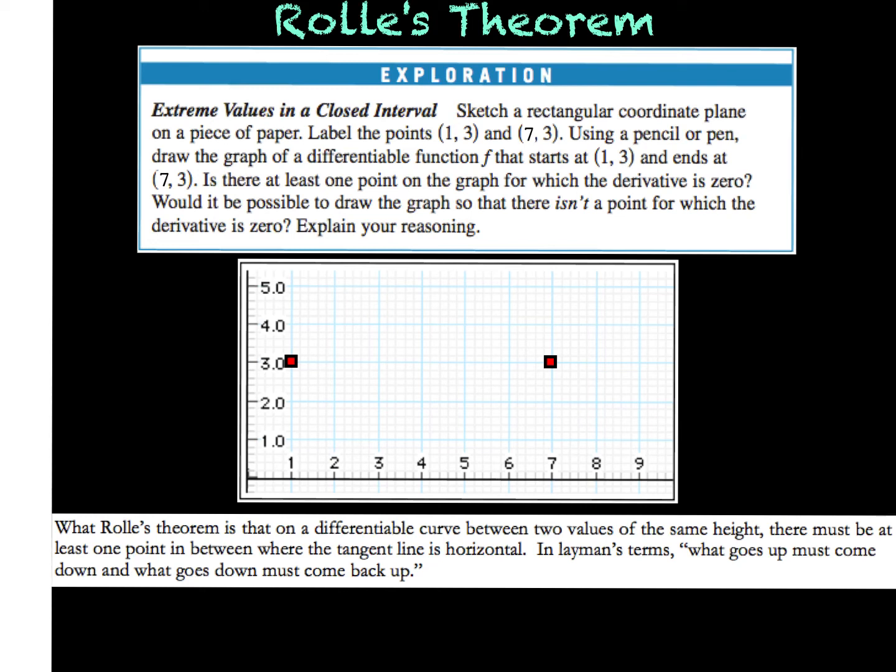So this is 3.2a, Rolle's theorem. Before you do anything, I want you to put a little graph, and put the points (1, 3) and (7, 3) on the graph. So the two y values are the same.